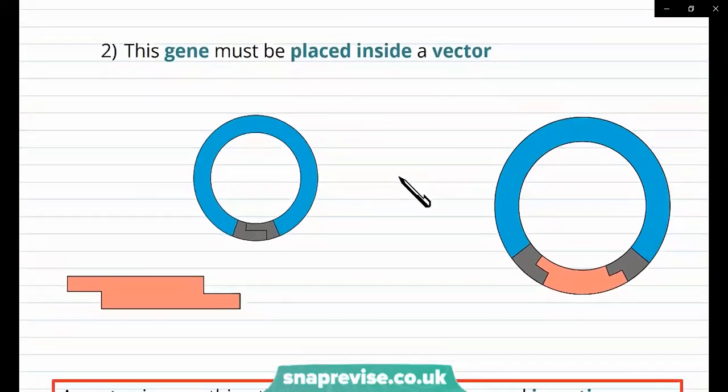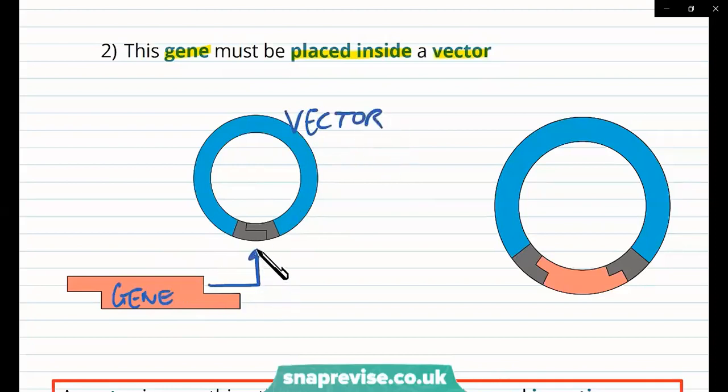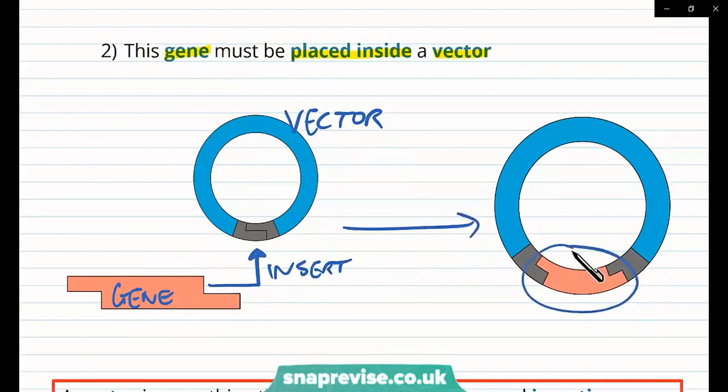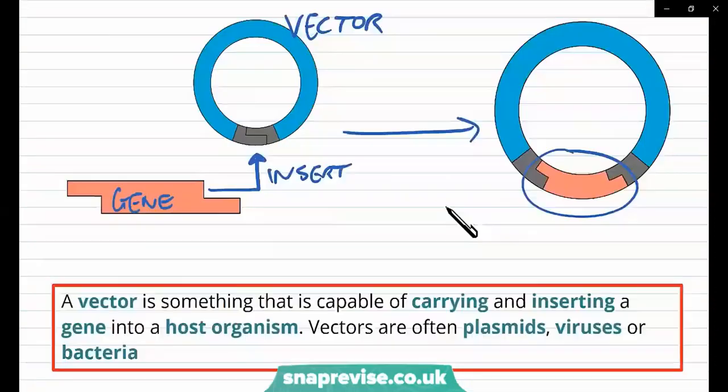Now what we need to do is think about how we get the gene into the second organism. The gene has to be placed inside something called a vector, and the vector carries the gene. So essentially here we have our gene, and this is our vector over here. Essentially we just insert the gene into the vector. So what we're left with is the vector now containing the gene and holding it within its own genetic material.